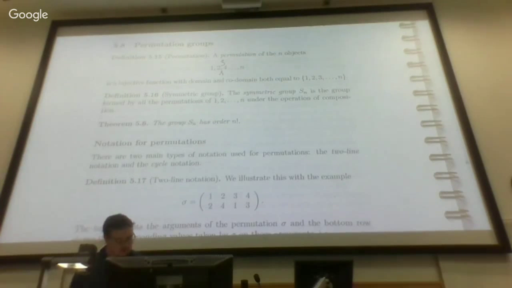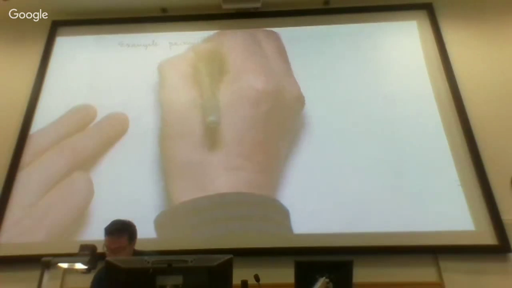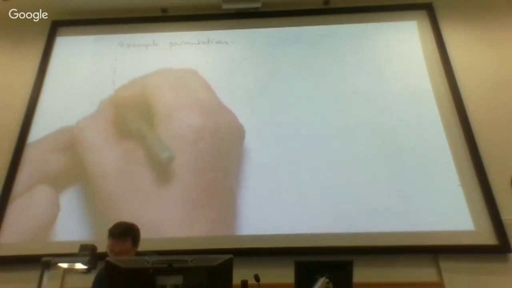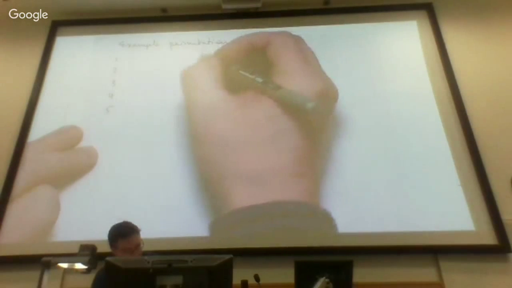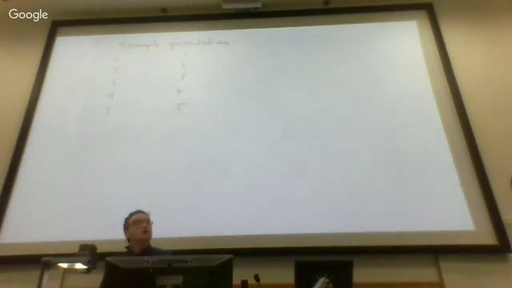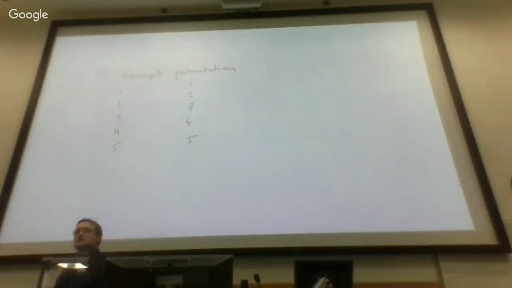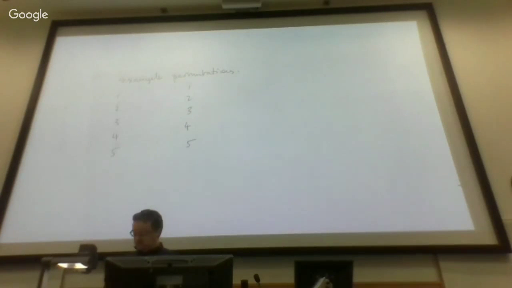So let's just look at some basic examples. Example permutation: let's say we've got the elements 1, 2, 3, 4, 5. We've got them over here again, 1, 2, 3, 4, and 5. This is the domain on the left, the codomain on the right. A permutation is a bijective mapping from the domain over to the codomain.